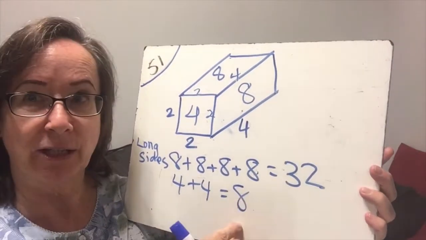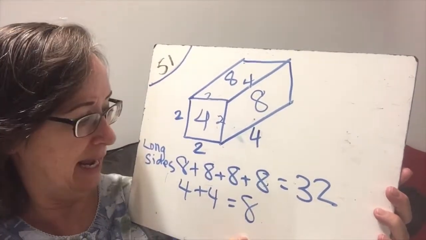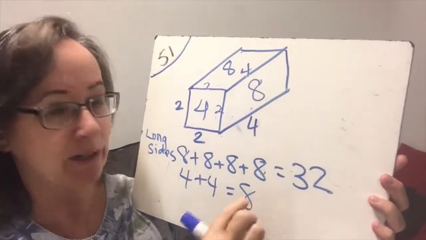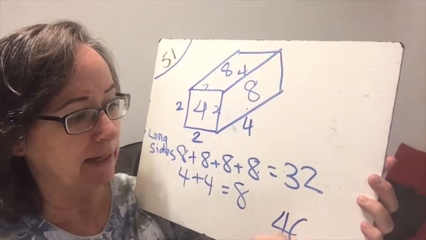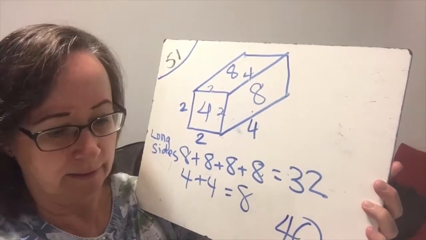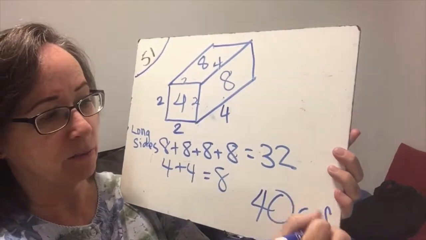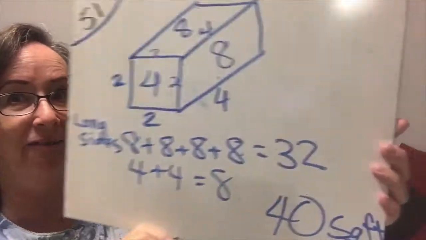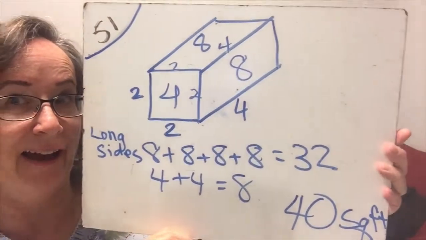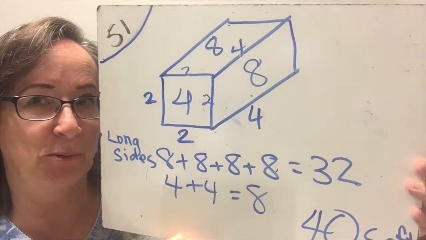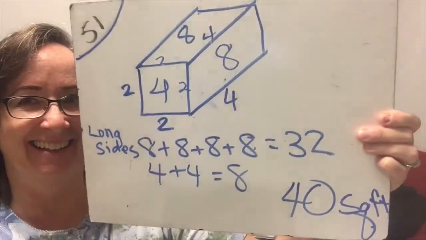So now all we have to do is add 32 and 8 together, and we have 1, 2, 3, 4, 5, 6 sides represented. 32 plus 8 is 40 square. And this one, it says dimensions are in feet, so that's going to be square feet, and we are done with that one. And I forgot to let you work it, didn't I? Oops. I'll let you work the next one.